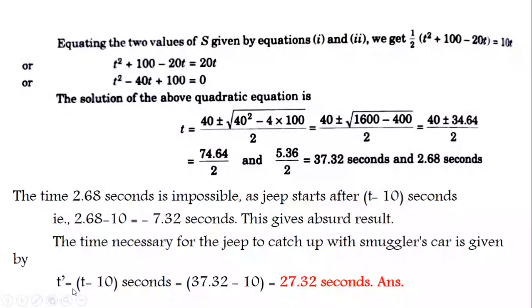So t dash equals t minus 10 seconds, that is 37.32 minus 10 seconds. We subtract that 10 seconds and finally we get 27.32 seconds. The police jeep catches the smuggler car at the time of 27.32 seconds.